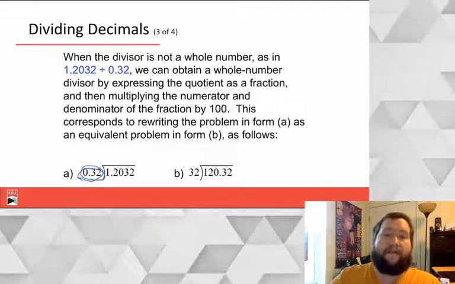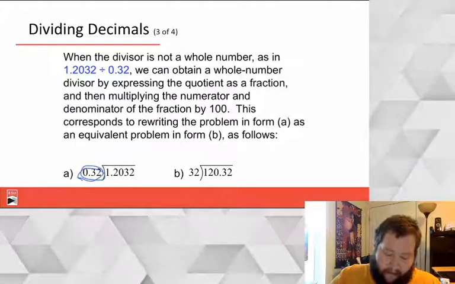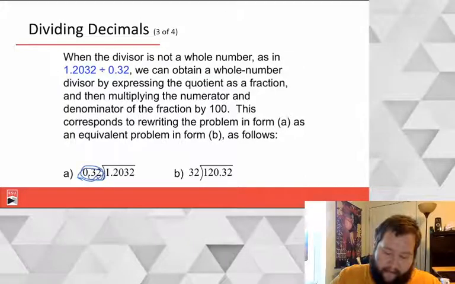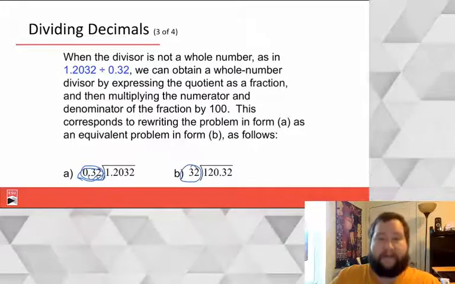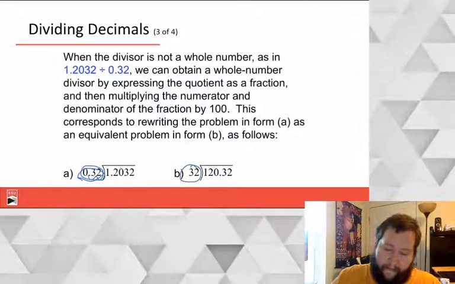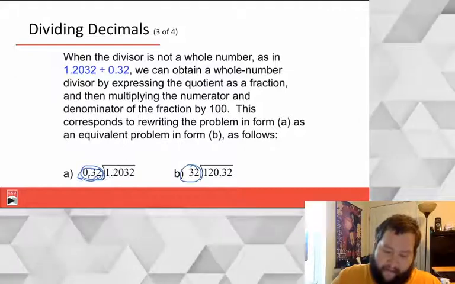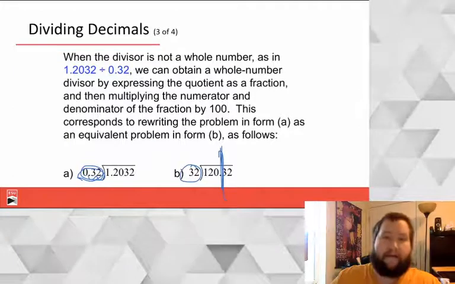And so what we can do is rewrite this as an equivalent problem. We're going to multiply both by 100. 0.32 becomes 32, and 1.2032 becomes 120.32. And now we can just follow that process of bringing that decimal point up and trucking along.